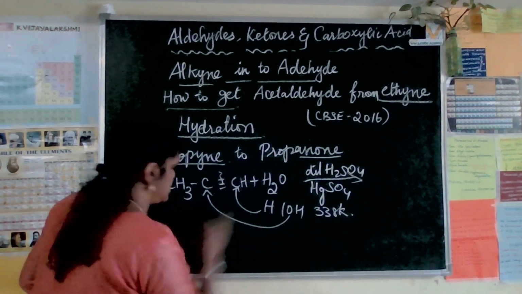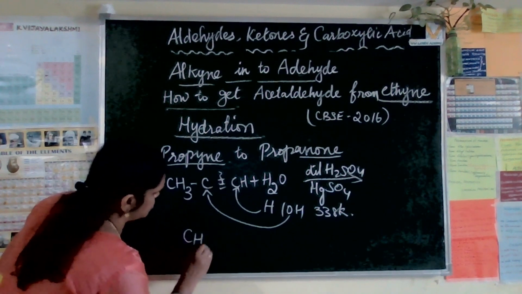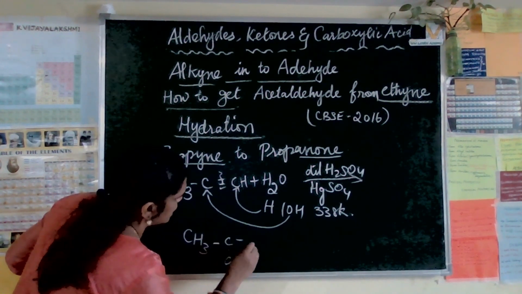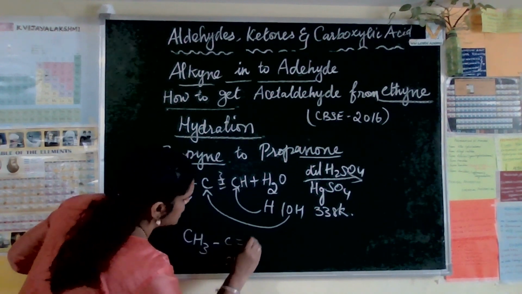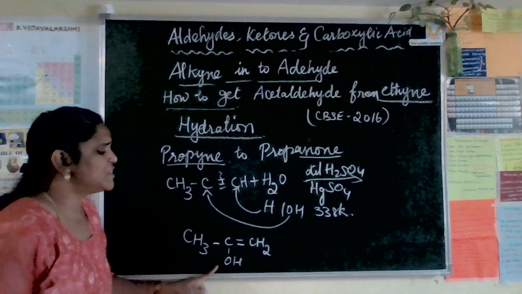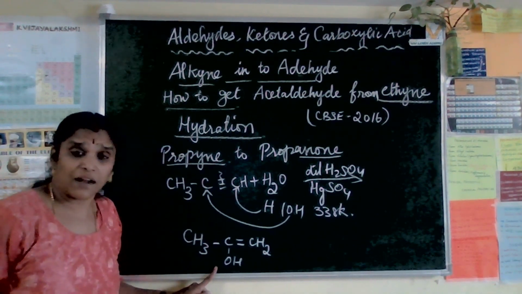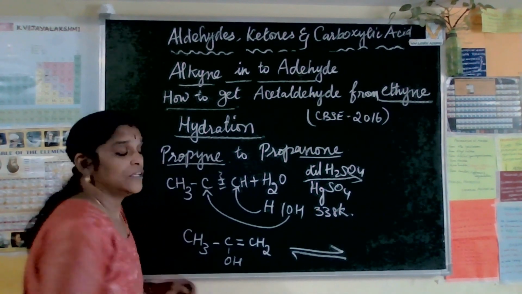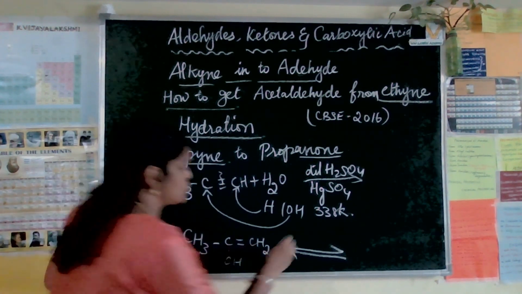Now what is the product you will get? I just mentioned here: CH3, C, here OH, here double bond only. So here CH2, right? This hydrogen is going to move. Now this is the alcoholic formation. Whereas now what you will get? Keto-enol tautomerization.